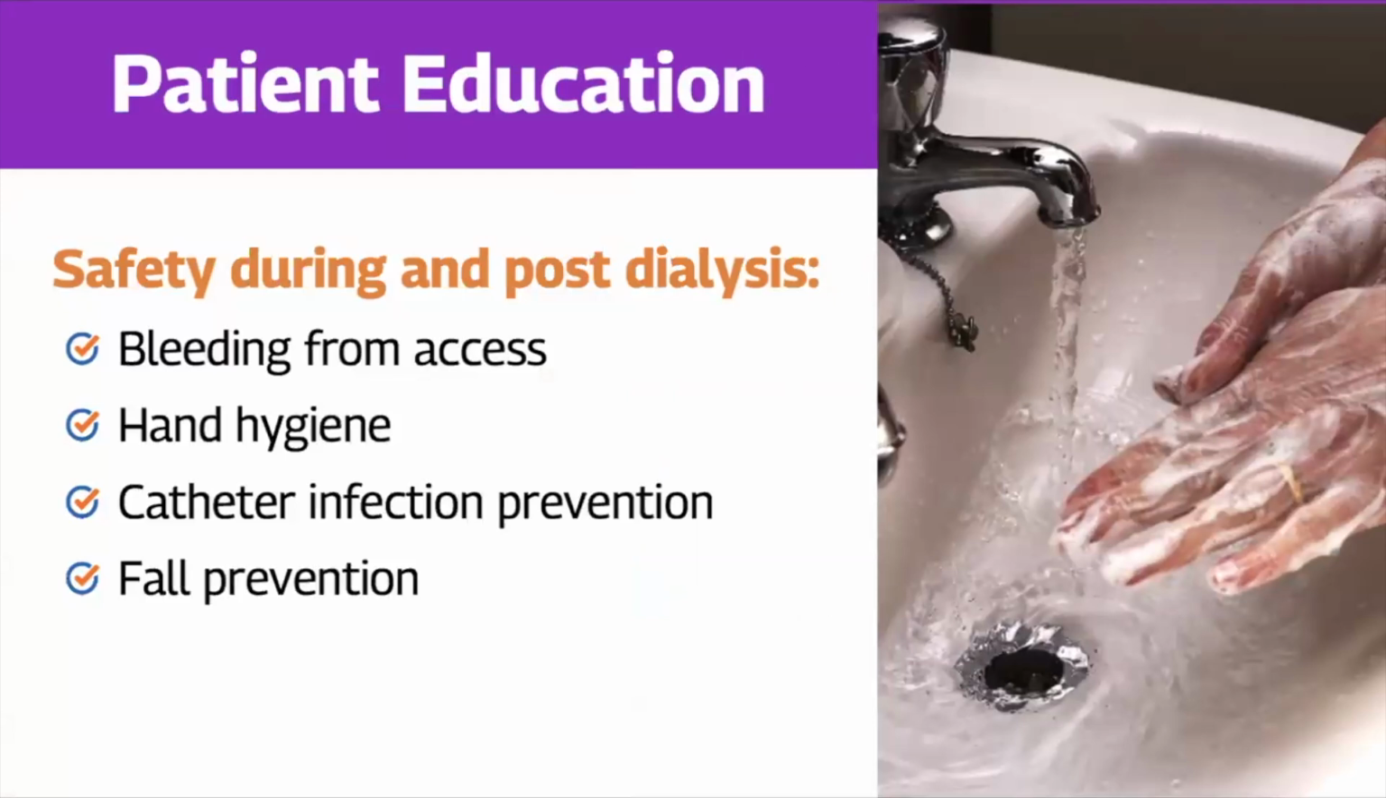So what about safety during and after dialysis? Bleeding from the access is a common thing. Just the other day, I was in a dialysis unit. A patient was in a hurry. He held his access sites, then he got up from the machine and started dashing toward the scale, and his access started bleeding again. So we had blood dripping on the floor. We had to set him back down and hold pressure on that side again and clean up the floor and the chair and all things in between. So bleeding from the access can occur. Hand hygiene is important, and catheter infection prevention and fall prevention.